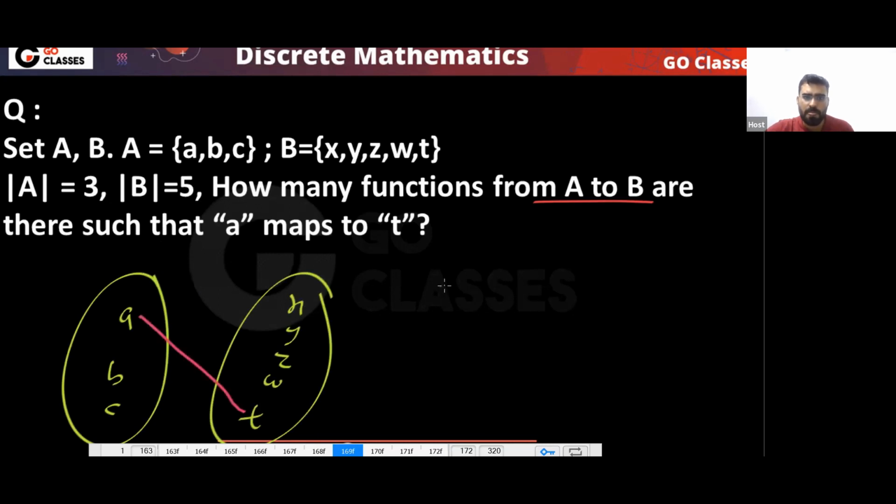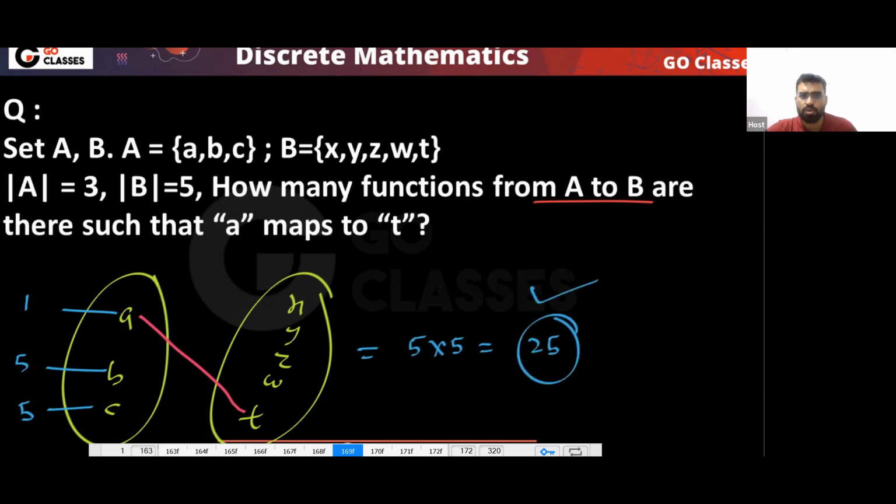This is given. Now you can notice for this only one choice you have because it is already mapping to T. For B, we have 5 choices. For C, we have 5 choices. So here the answer will be 5 into 5. That will be 25. Okay, so there are 25 functions. Correct? Because A does not have any choice, but B, C, they have choice.